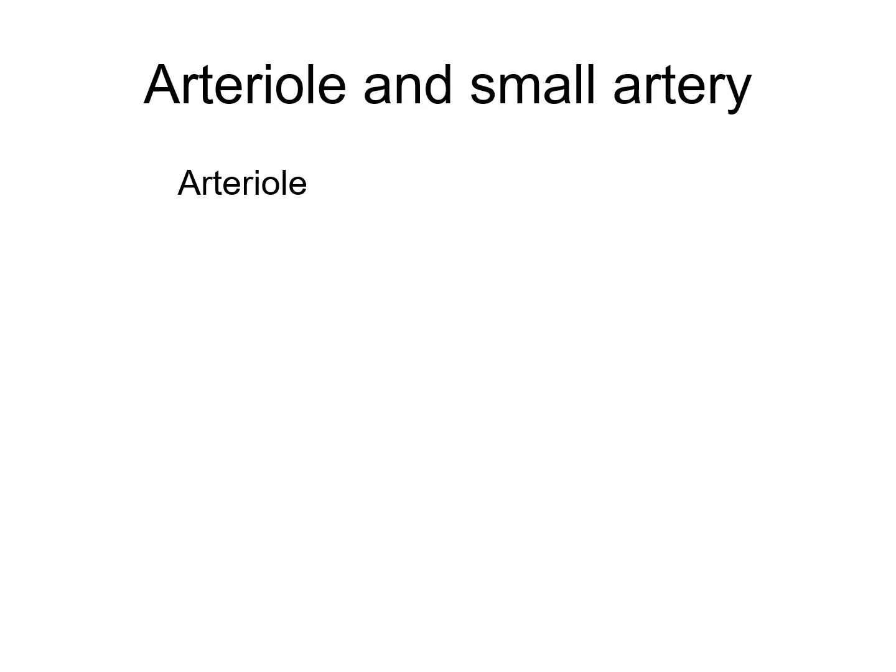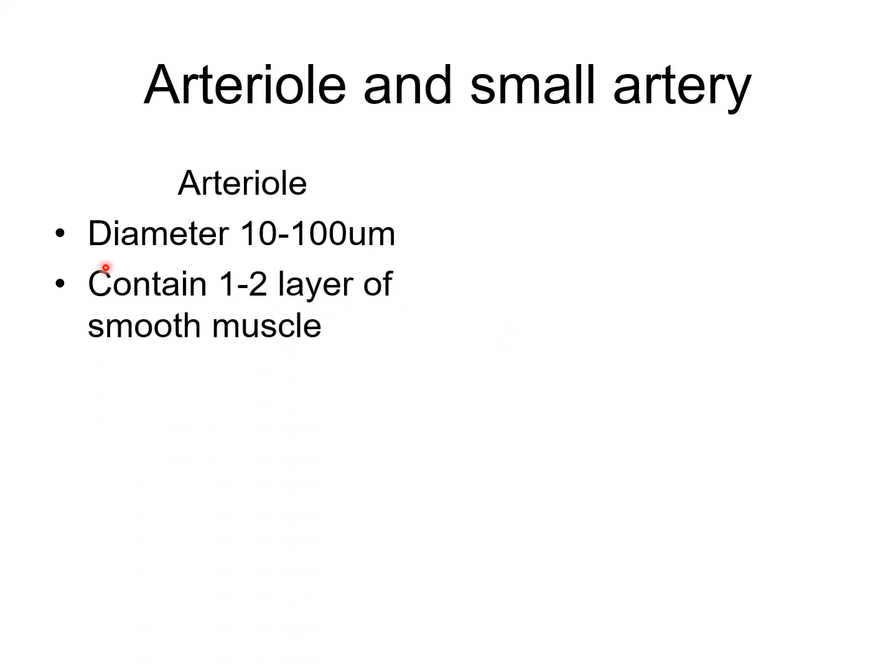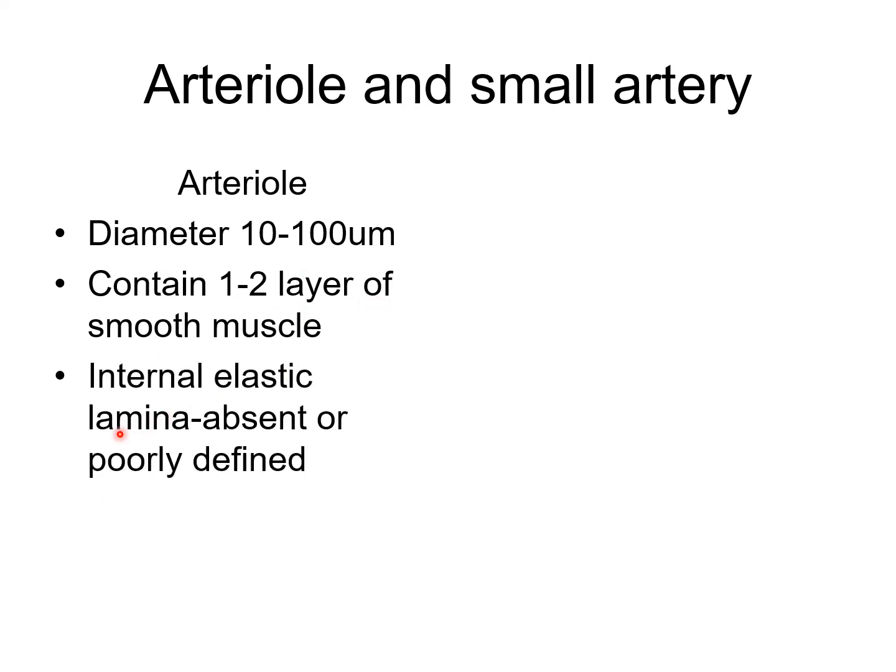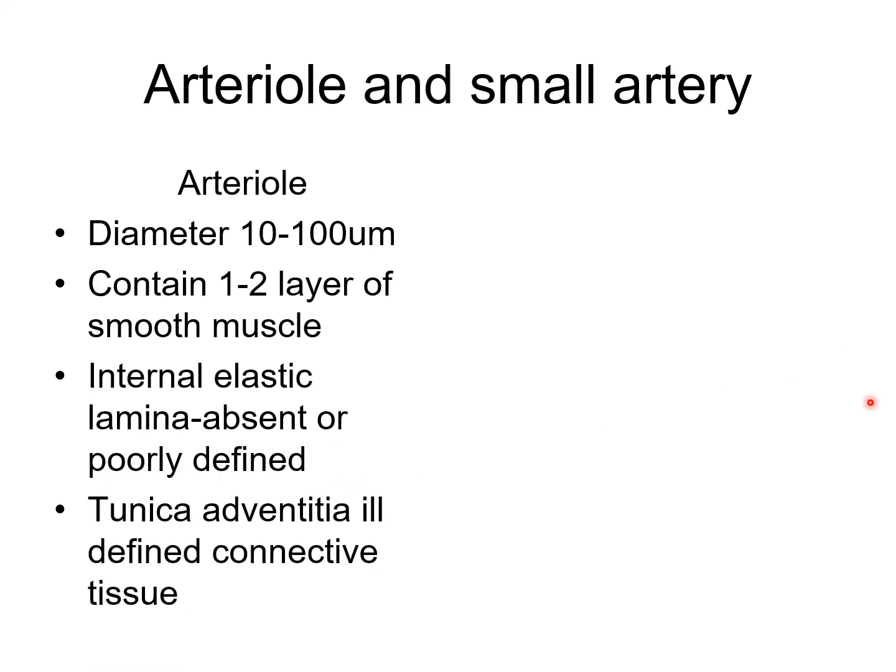Here is the difference between arteriole and small artery. The diameter of the arteriole is 10 to 100 micrometer, and it contains 1 to 2 layers of smooth muscle. Internal elastic lamina is absent or poorly defined in the arteriole. The tunica adventitia is ill-defined connective tissue.